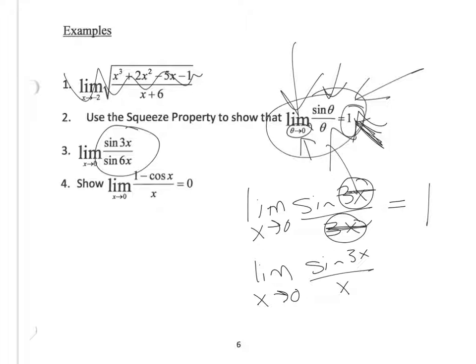Well, if I had theta over theta, it would work, right? So I have 3x inside my sine. If there was a 3 here, that would be really nice. If I had a 3 right there, it'd be really nice. So I'm going to put it in.